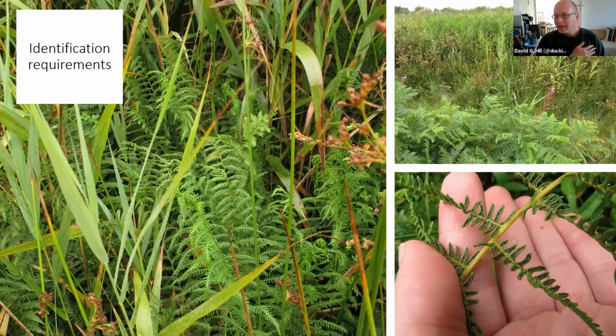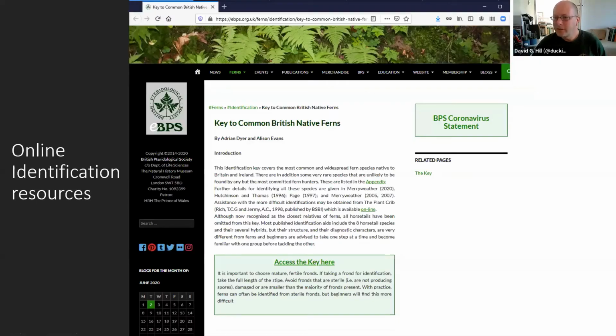In terms of an online key, as I say, I'll send you links to all of these and a book list as well. On the British Pteridological Society website, ebps.org.uk, we have a key. And there are notes and you can access the key. And the nice thing about this key is we've taken out all of the really rare ferns.